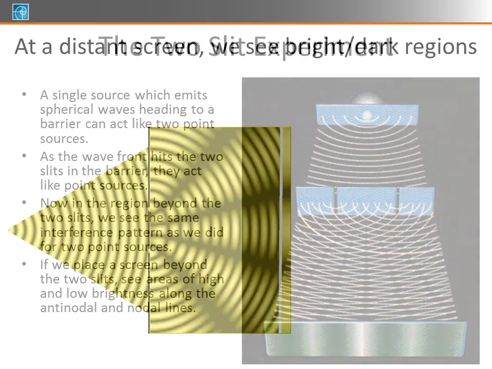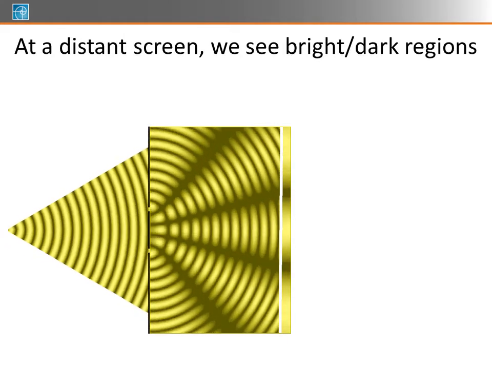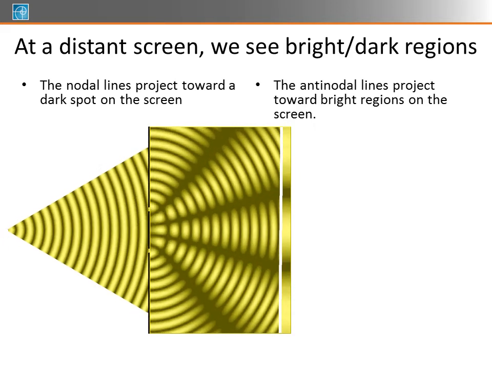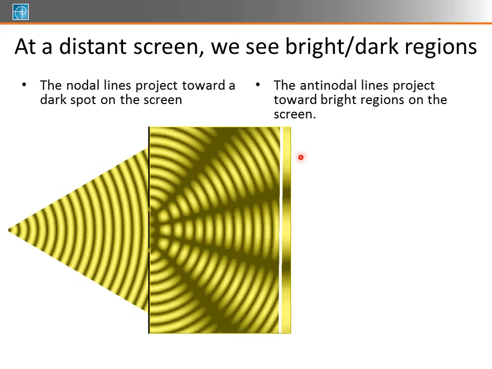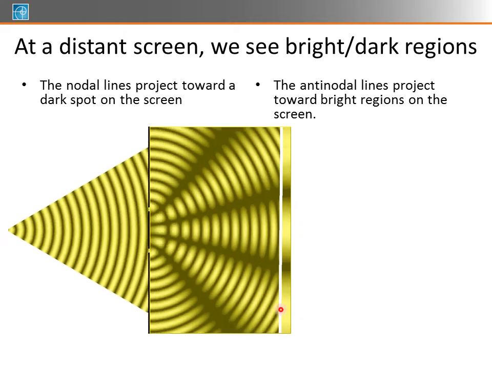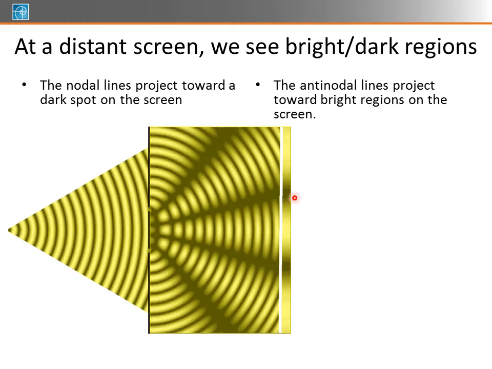So let's actually see. If we wanted to see a moving version, we start off with our light source, it goes through two slits, and we're going to get this interference pattern. So the antinodal lines are going to be here, here, and here. The nodes are going to be where the dark spots are, these dark bands. So we see a band of dark spots, and it'll create a dark spot on a screen at the back.